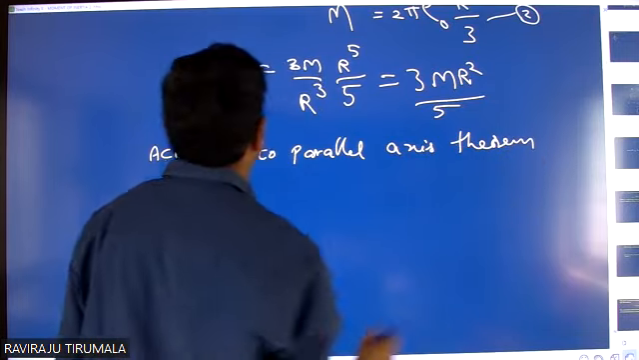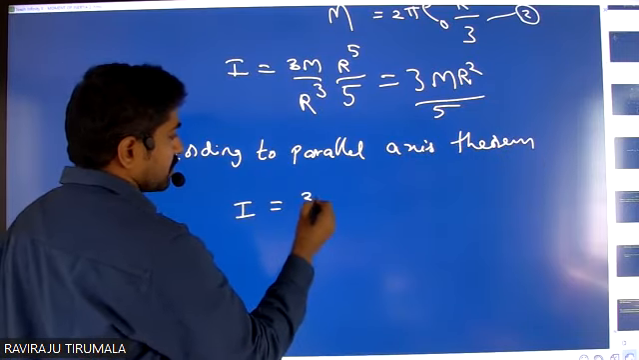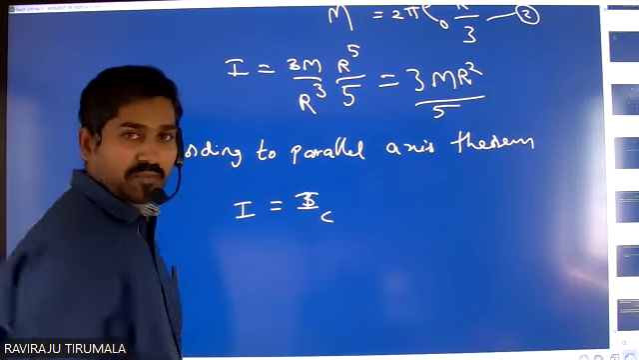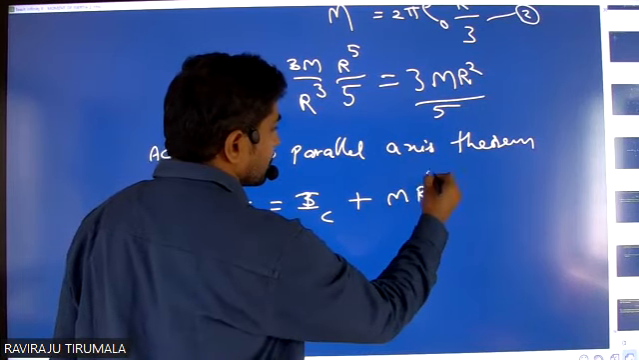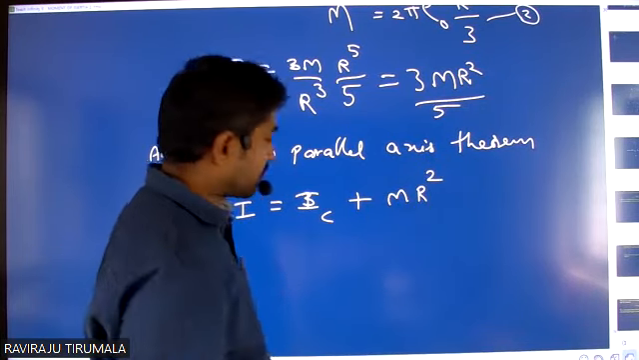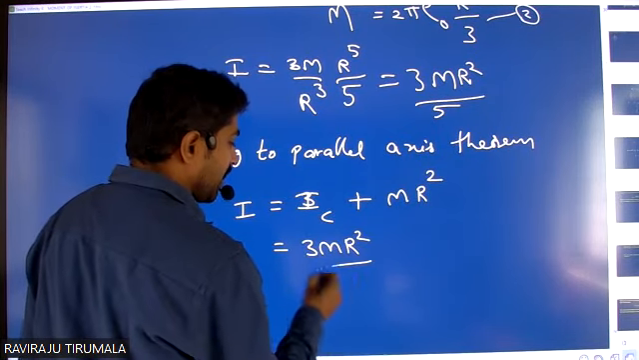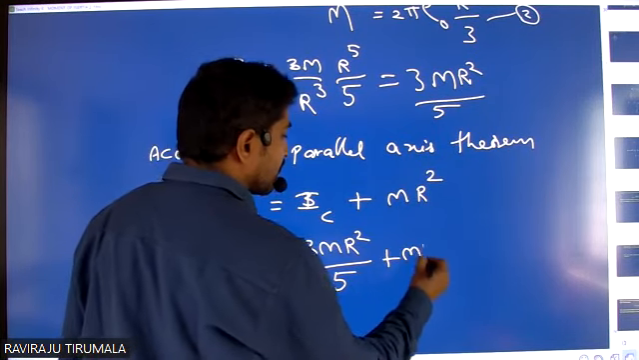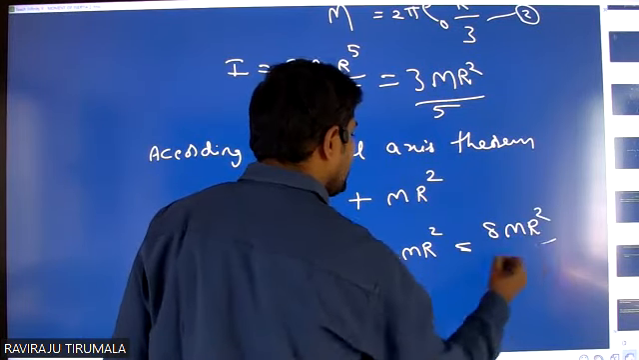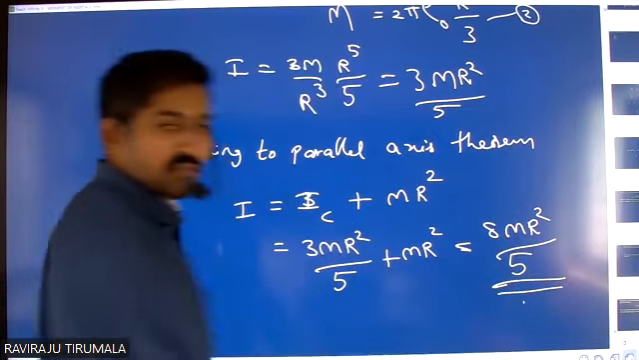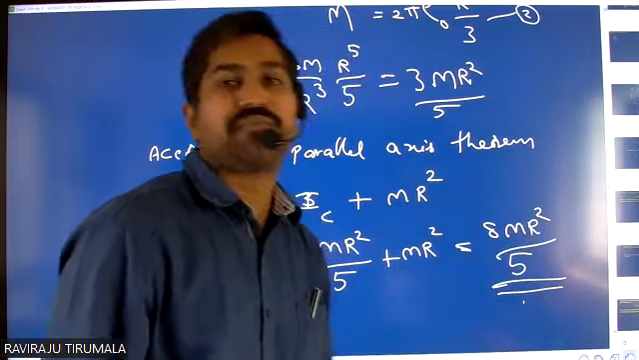According to the parallel axis theorem, you can write I equal to I_C, the moment of inertia about the center, plus m into the distance between the axes squared, that is this one. So this will be 3mr² by 5 plus mr². Totally how much will it be? 8mr² by 5. Now the answer for the given question is 8mr² by 5.